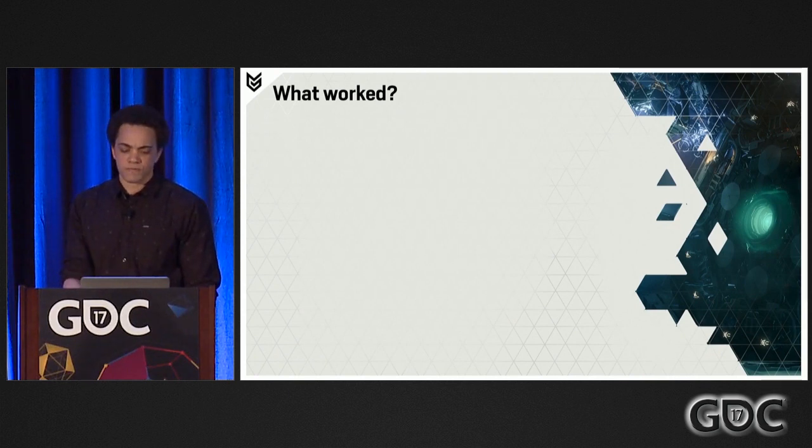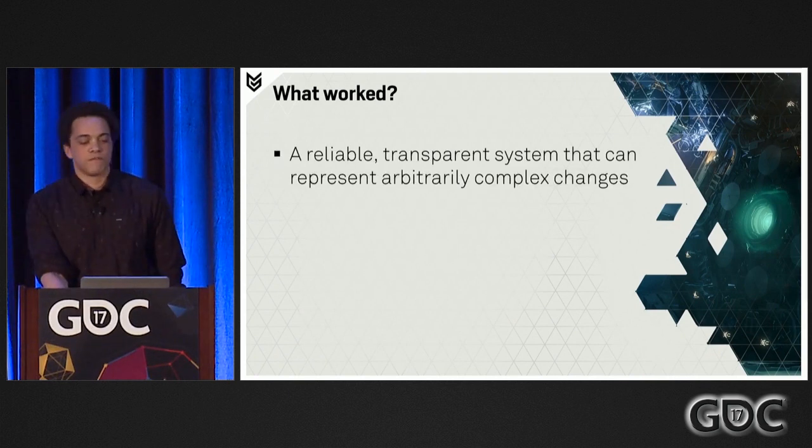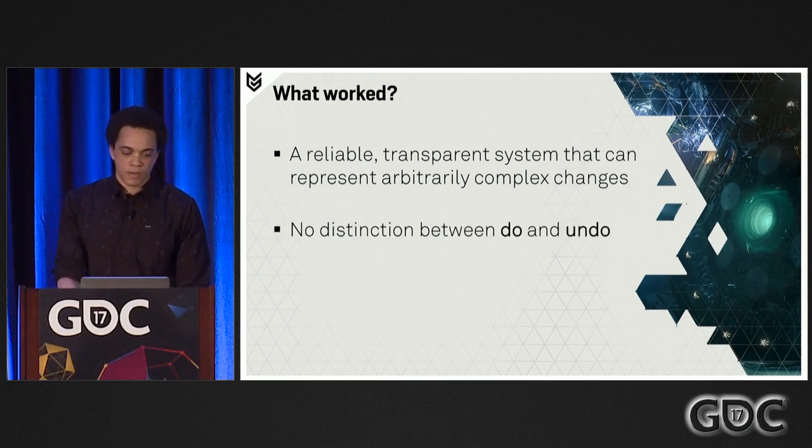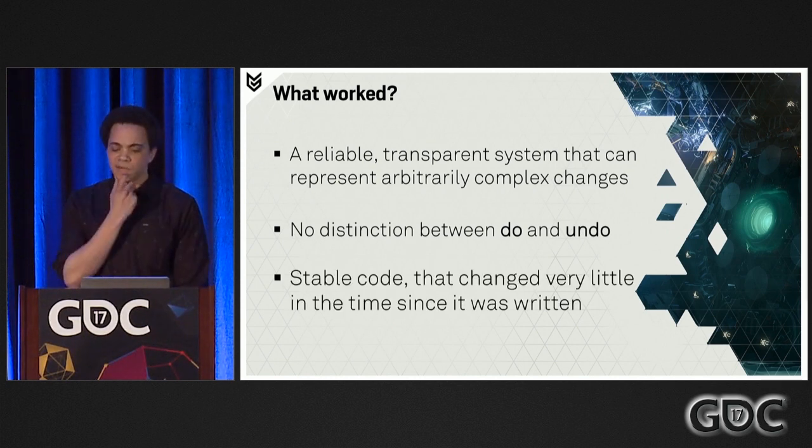So what went well with the system? Well, it was very, very reliable, and it's a transparent system, at least to the programmers who are using it, and it can represent any kind of complicated changes. Because our in-editor views are only ever responding to transactions, there is no distinction between do and undo in any of our editor view code. And I guess what's most telling about this code is the fact that it hasn't really changed all that much in the last couple of years.